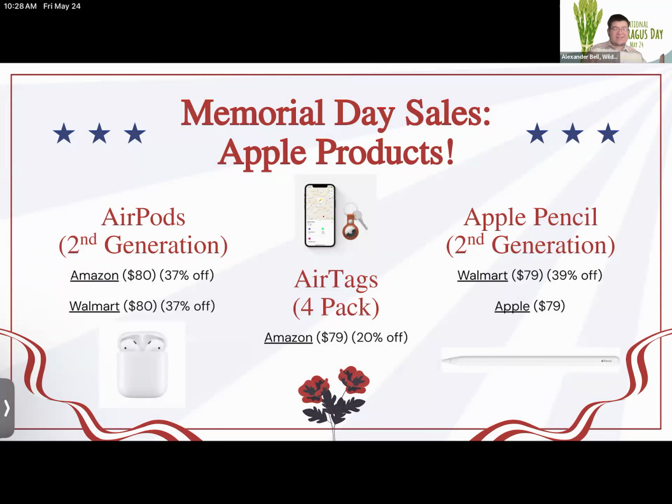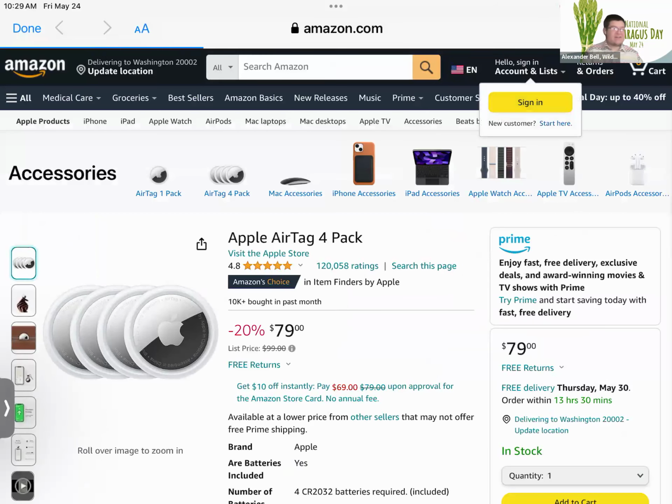The next is AirTags. We talked about those in module 1 when we talked about Find My. So on Amazon, they are $79, so 20% off. And you're basically getting each AirTag for $20 a pop. If you bought them individually, they would be 30, 30, 30, 30, or 120.